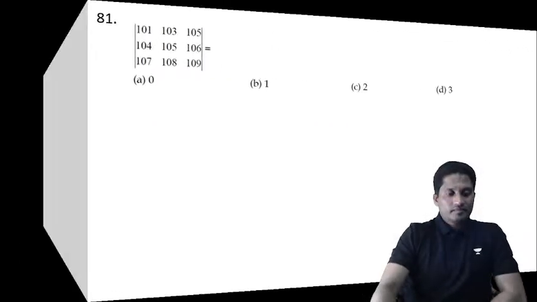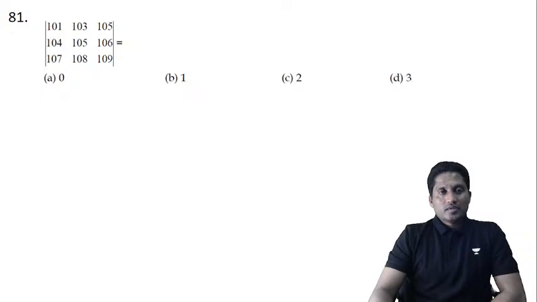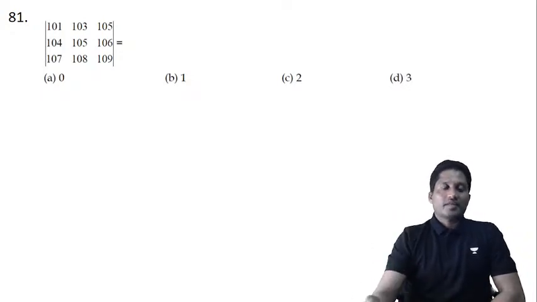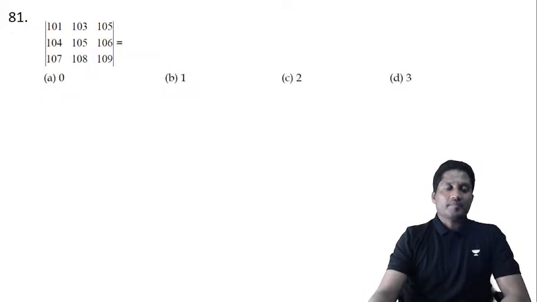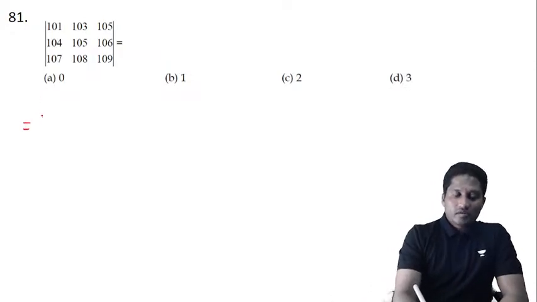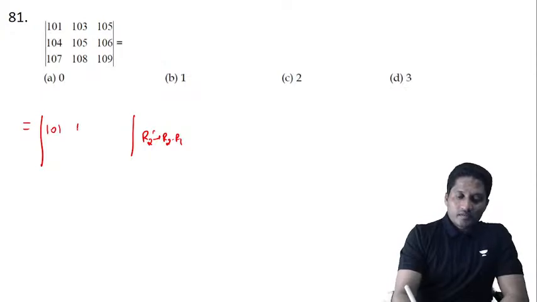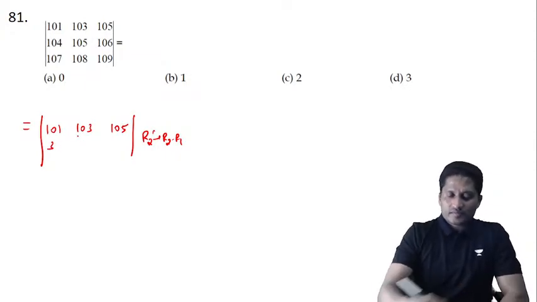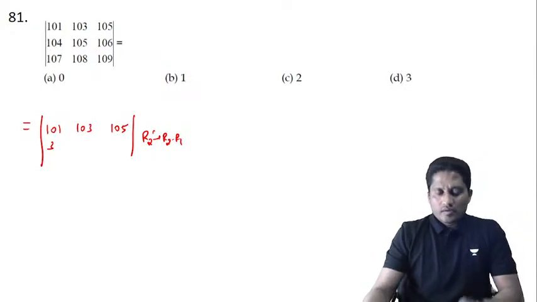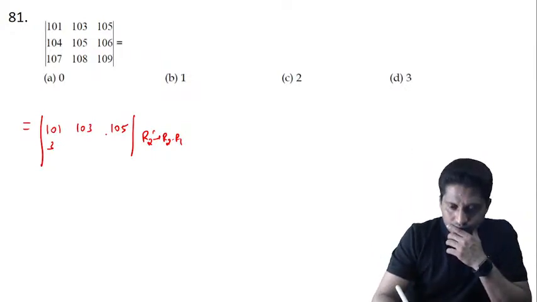Question number 81. I told you, whenever in a 3 by 3 determinant the arrangement of numbers is in AP, then the value of the determinant is always 0. It's equal to the determinant of, if I change R2 to R2 minus R1, this is 101, 103, 105. If I subtract this, this will be equal to 3. Even this is 6, 5, this is 4.